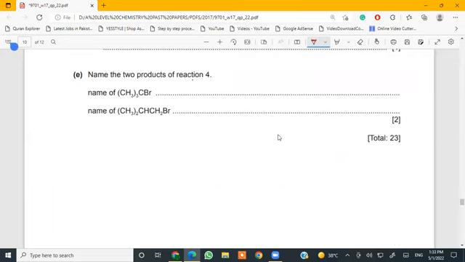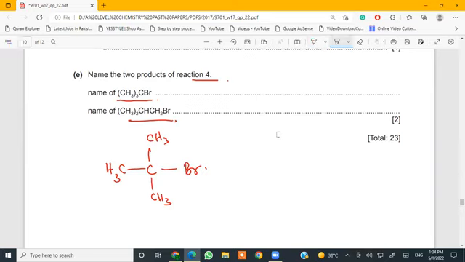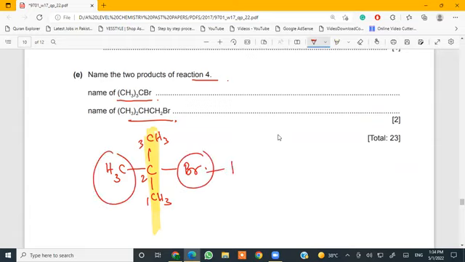And name the 2 products of reaction 4. Name of this and name of that. So you just need to name them. How do you name them? First write down this, just expand the structure. So CH3, CH3, and CH3. The very first thing that you need to do is identify the longest continuous carbon chain, which right over here is this one. You've got 3 carbons in the same line, so 1, 2, and 3 carbons in there. On the second carbon, you have 2 branches, a bromo branch and a methyl branch.